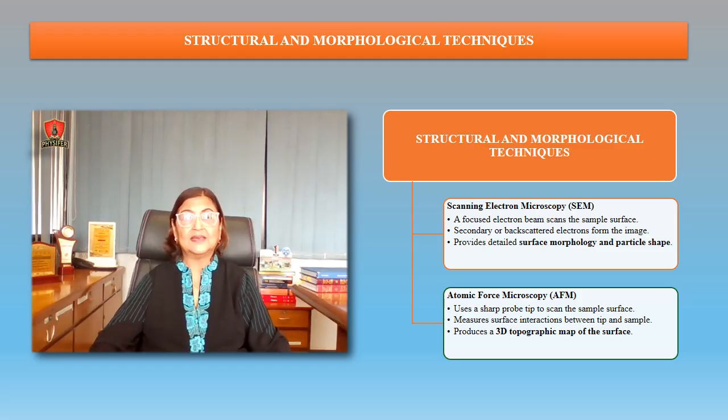Then third is atomic force microscopy, AFM. It uses a very sharp tip to physically scan across the surface of the sample and builds a 3D topographic map of the sample surface.